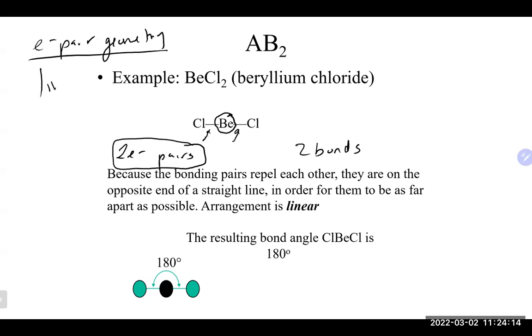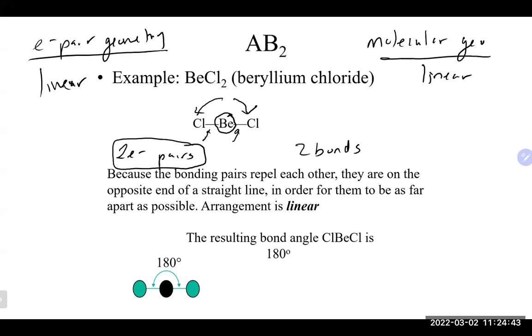So something with 2 electron pairs, when you have 3 or more atoms, the electron pair geometry is linear. The overall molecular geometry is also linear. It's also based on a straight line. In this situation, the only type of electrons we have around the central atom are bonding electrons, within a bond. Because there's only 2 of them, each one goes as far away from the other side as possible.